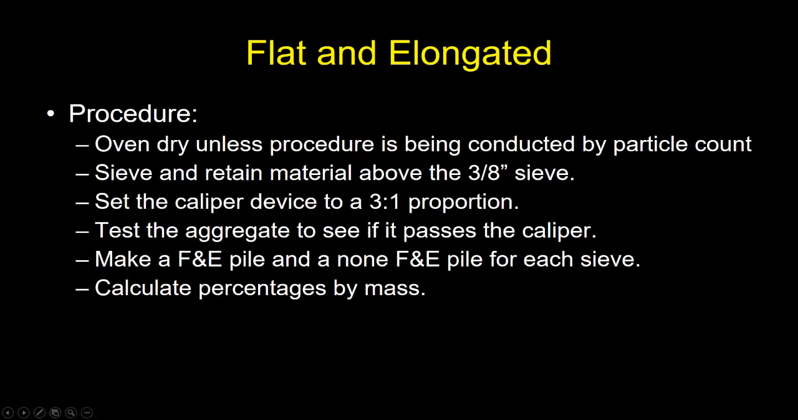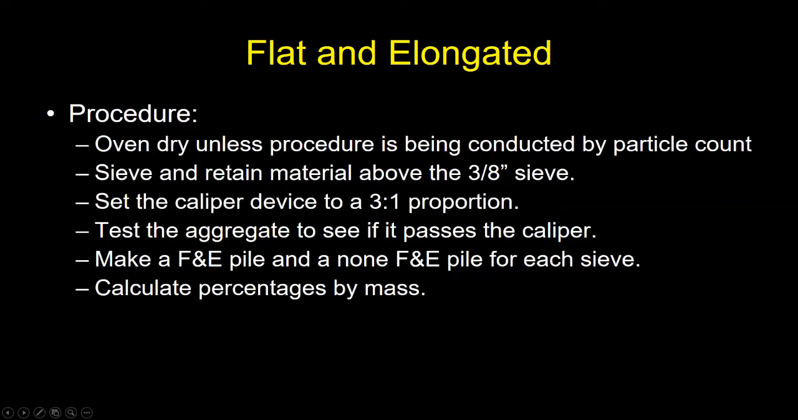Again, you sieve the material and retain it above the 3/8 inch sieve. You set the caliper device to 3-to-1 proportionally for what we did in the lab. And what you'll do is you'll test the aggregate to see if it passes the caliper using that little device. And then you make 2 piles. You make a flat and elongated pile and a not flat and elongated pile for each sieve. So you do it in 3 sieves technically.